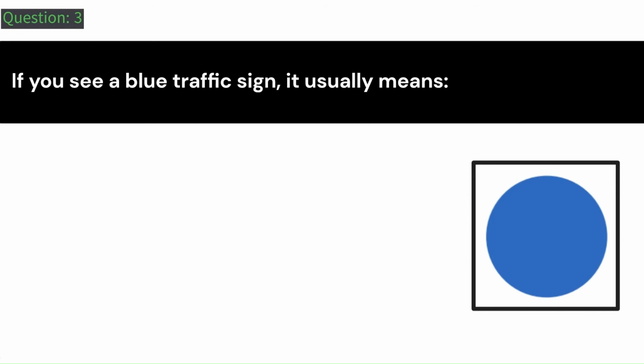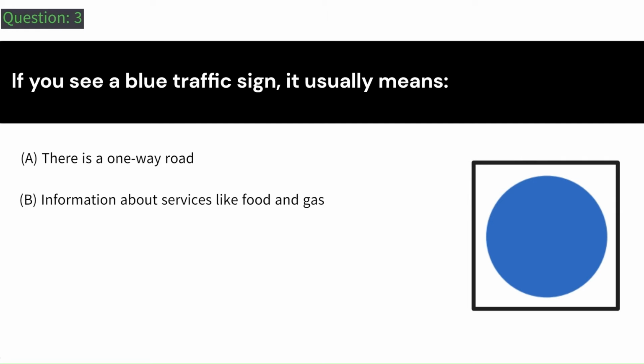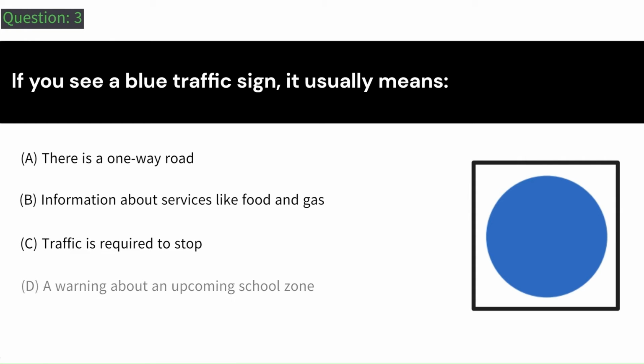If you see a blue traffic sign, it usually means: A. There is a one-way road. B. Information about services like food and gas. C. Traffic is required to stop. D. A warning about an upcoming school zone. Answer: B. Information about services like food and gas.